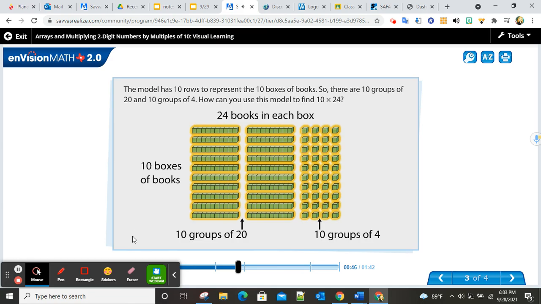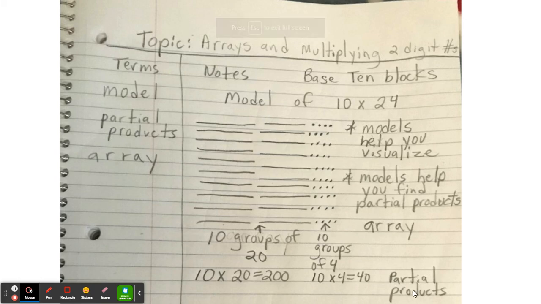How can you use this model to find 10 times 24? Let's put this in our notebook. If you notice, in our notebook, I added 10 groups of 20 and 10 groups of 4 to my notes. Then I wrote the partial products of 10 times 20 equals 200 and 10 times 4 equals 40. I labeled this partial products to help me remember that when I am multiplying a part of a problem, I am getting a partial product. Let's continue with the video.